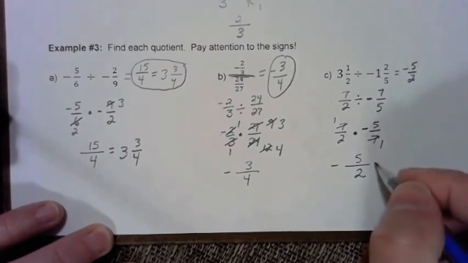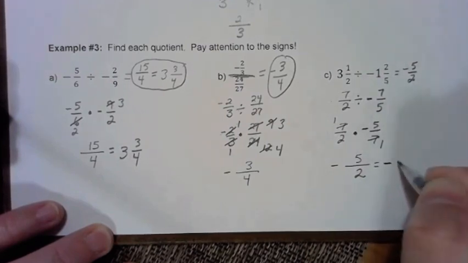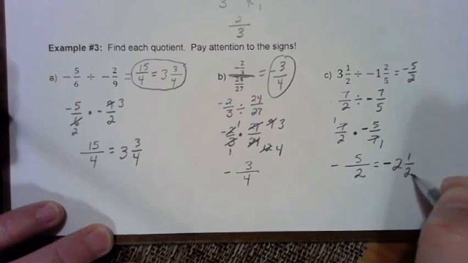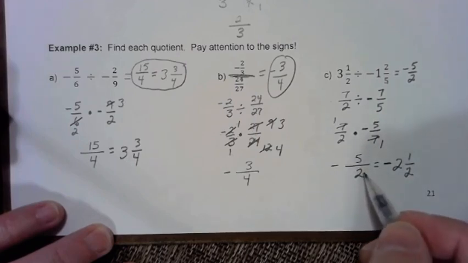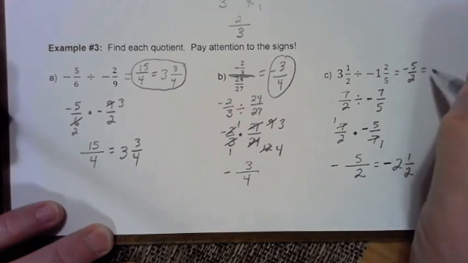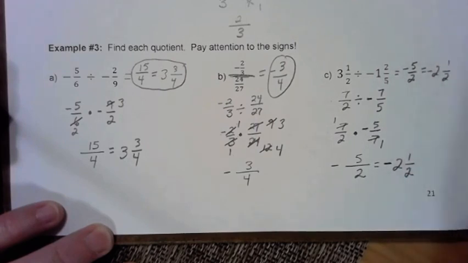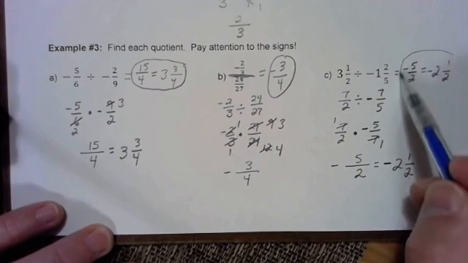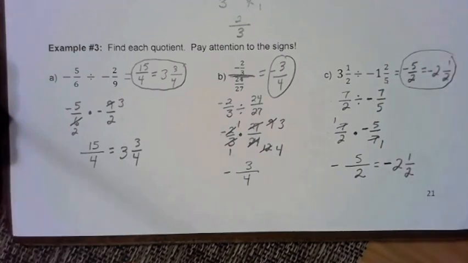Or again, I can change that into a mixed number, negative 2 and 1/2. 2 times 2 is 4, so there's still 1/2 left over. So again, either of these two answers would be acceptable. You could write negative 5/2, or you could write negative 2 and 1/2. So again, the rules that you learned about in elementary school for dividing fractions still apply. Now you're just going to apply your sign rules to your answers.